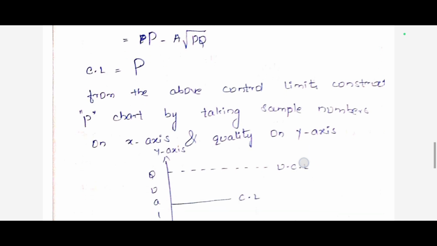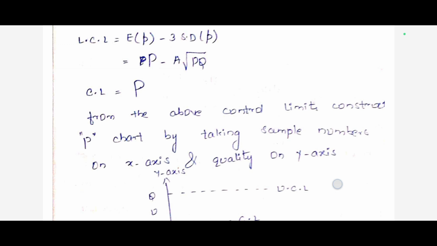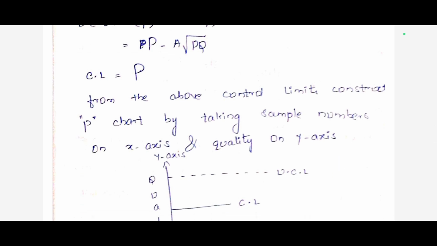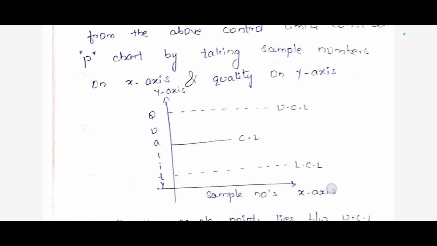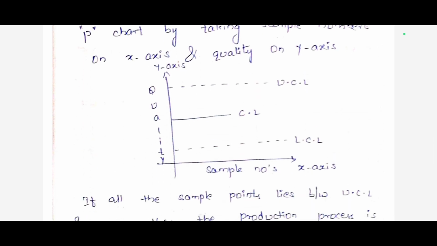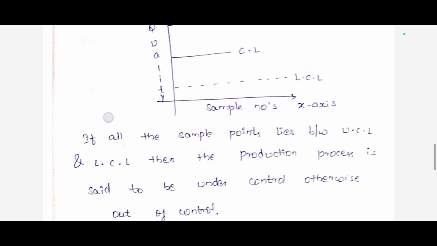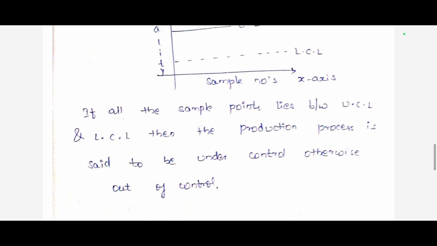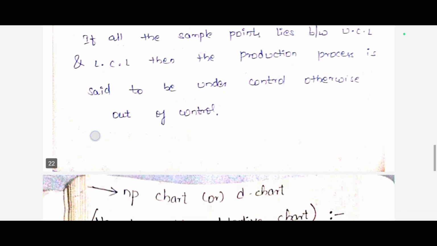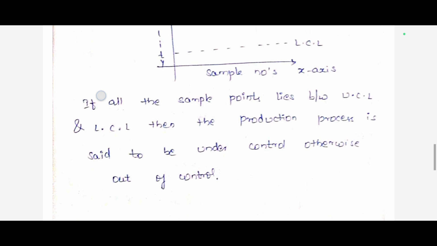From the above control limits, construct a P chart by taking the sample numbers on the x-axis and the quality on the y-axis. If all the sample points lie between UCL and LCL, then the production process is said to be under control. Otherwise, it is said to be out of control. Okay, this is about the P chart.